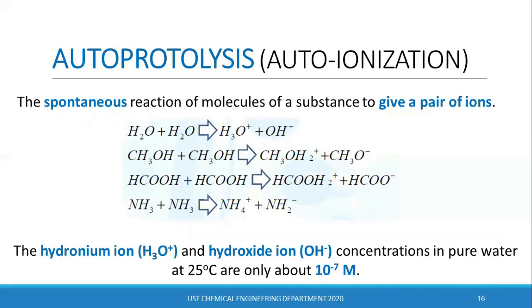Focusing again on water, it is known from experiments that the hydronium ion, H3O+, and the hydroxide ion, OH-, concentrations at 25 degrees Celsius are only about 10 to the negative 7 molar. Kung iisipin, sobrang konti lang din talaga ng mga ions na na-form. Hindi talaga lahat nagdi-dissociate to ions. Kakaunti lang din talaga. But how was this value obtained?